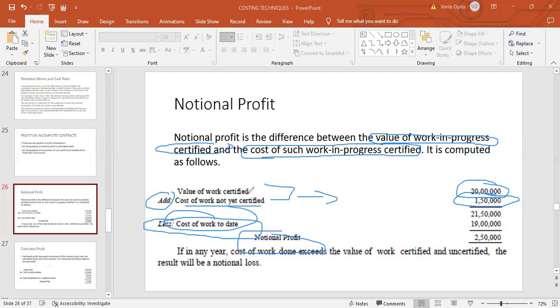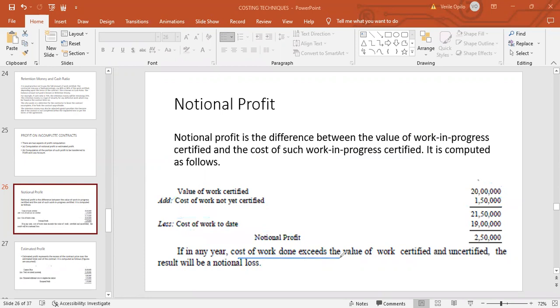So in any year, you are going to be computing the notional profit. And sometimes it is possible that for this particular year, the value of the work certified and uncertified is less than the cost. When the income you're getting with regard to the amount of work you've done is less than the cost, then you will be making a loss. So if you find that in a particular year, the cost of work done exceeds the value of work certified and work uncertified, then instead of getting a notional profit, you will be getting a notional loss.